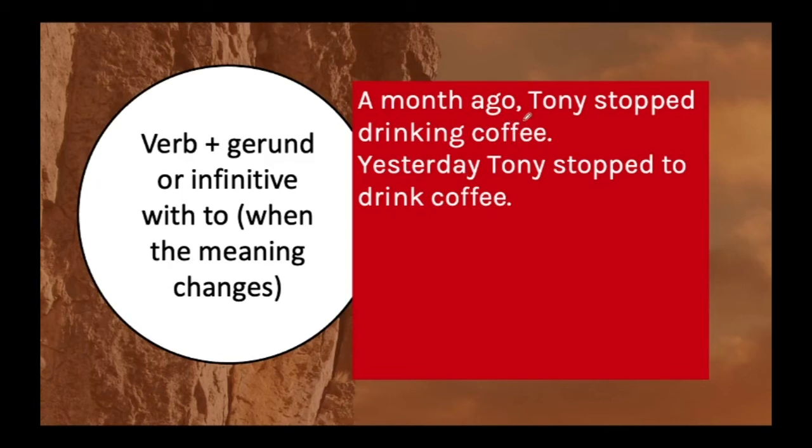A month ago, Tony stopped drinking coffee means that he decided not to drink more coffee. He quit coffee. But in the second sentence, yesterday Tony stopped to drink coffee means that he was doing something, then he stopped and drank coffee. Do you see the difference?